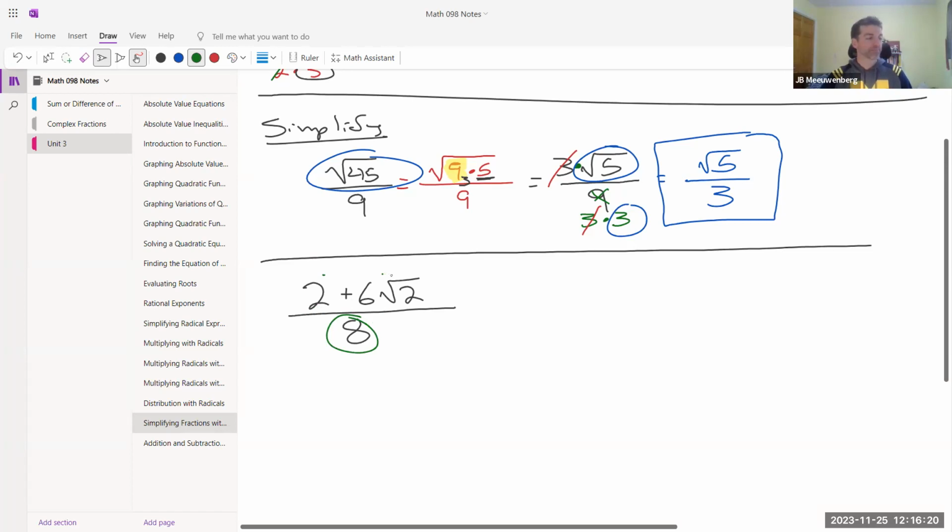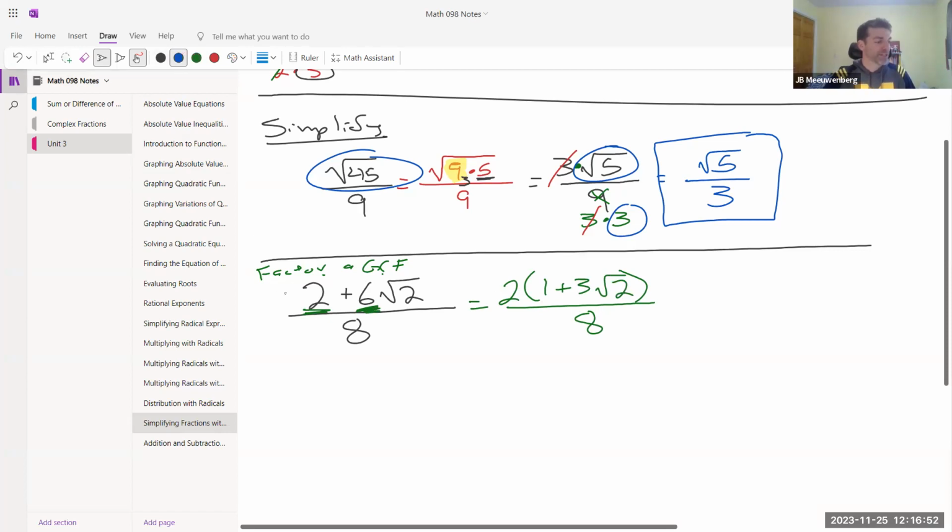So the way we do it is we factor out a GCF. So we can see the thing that the 2 and the 6 have in common, the thing that both terms on top have in common. So we are going to factor out a 2 from both of these terms. Pull a 2 out front, and then we're left with 1 plus 3 radical 2. Where did I get that? Well, I pulled a 2 out of 2. I divided a 2 out of this 2, which left me with that 1. I divided a 2 out of this 6, which left me with that 3. And this radical just stays as it is.